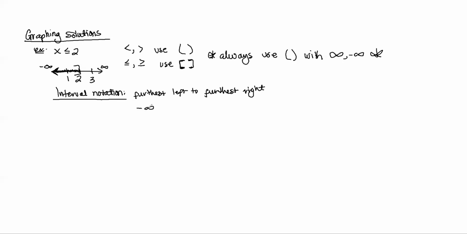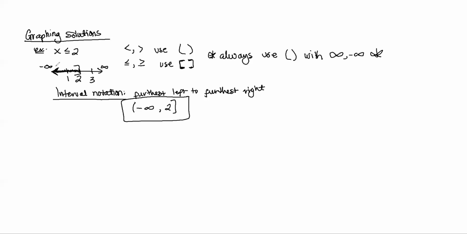And we always want to use a parenthesis here, comma, the furthest right that we go is 2, because we stop shading right here. So we're going to have 2, and we have a bracket there. So you can have this kind of mix of parentheses and brackets. You sometimes might have both the same, but you should never have 2 brackets if you have an infinity, because we can't actually equal infinity, so we always use parentheses there. And so this is our solution here. It's telling us that any number between negative infinity and 2, including 2, is a solution to this inequality.